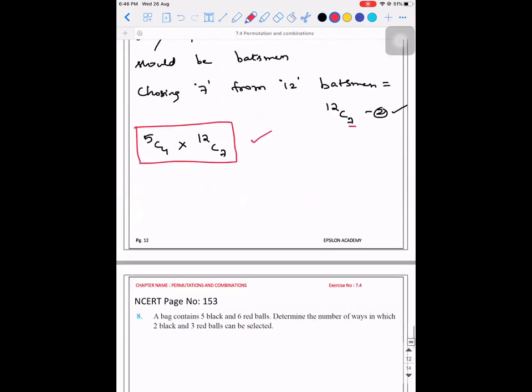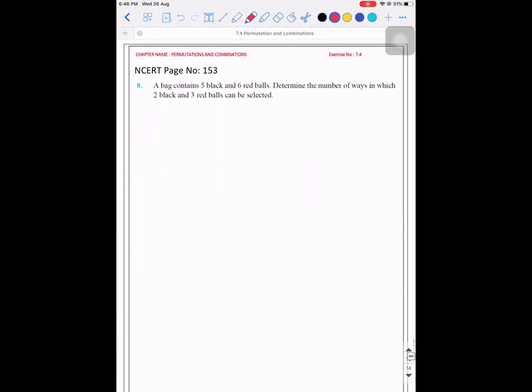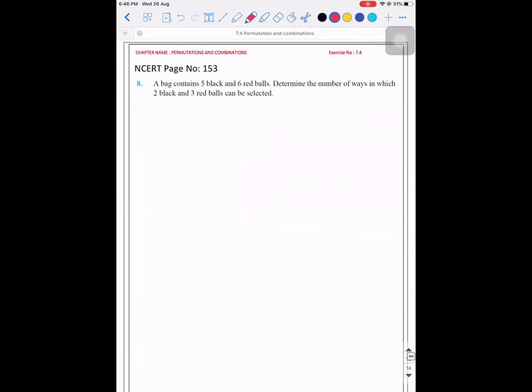So I'm proceeding with the next one. A bag contains 5 black balls and 6 red balls. Determine the number of ways in which 2 black and 3 red balls are selected. And means multiplication. Selected means combination. So what is the solution?